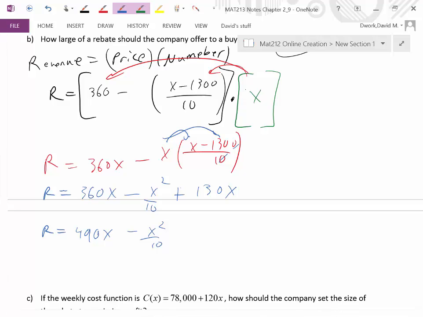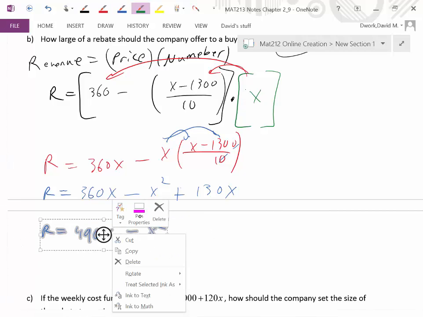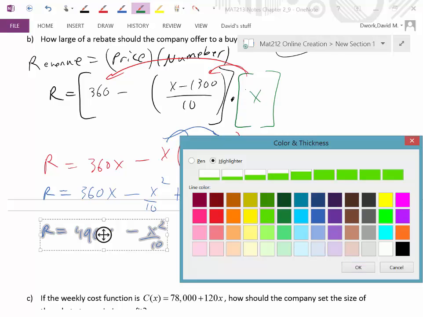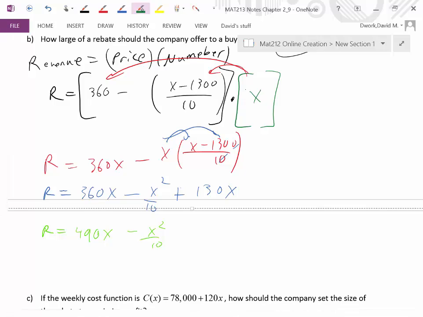So let's go ahead and now, I didn't want that all in blue. Let's go ahead and, there we go. That'll be green. There we go, our derivative.